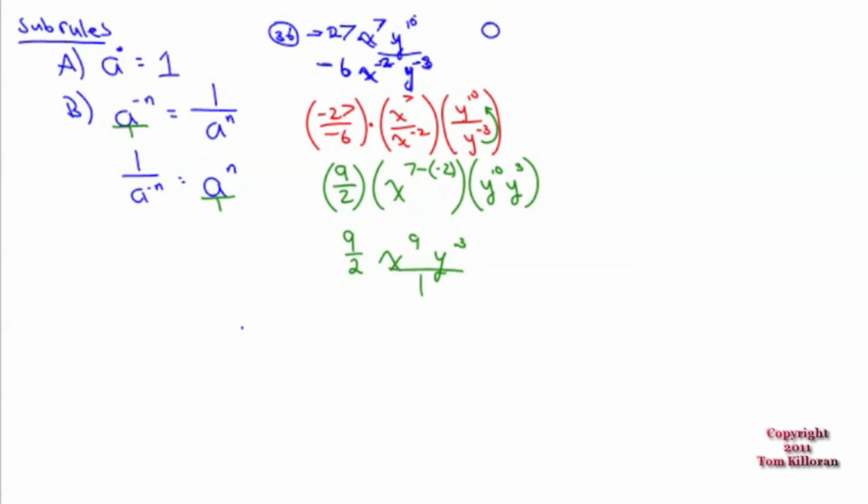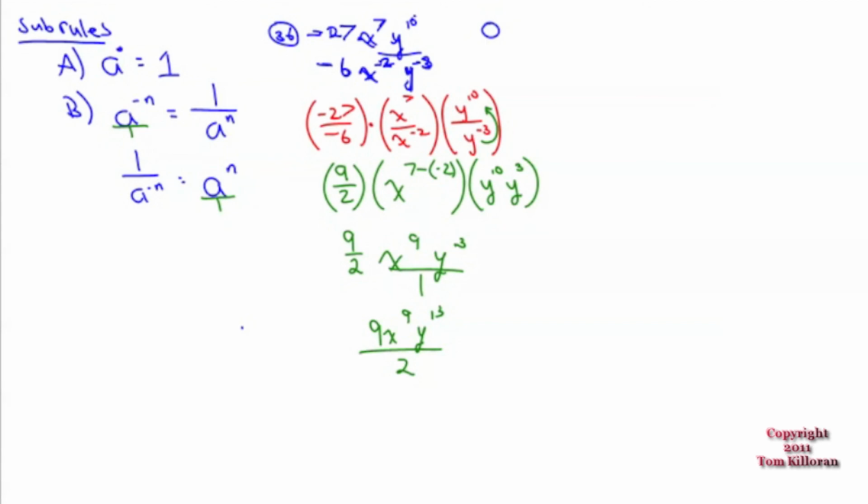Now, there's two ways of writing this answer. You can write it as 9 halves times x to the 9th times y to the 13th. Or you can write it as 9x to the 9th, y to the 13th, all over 2. Those are exactly the same answer. So I don't care which way you write it, but pick one.